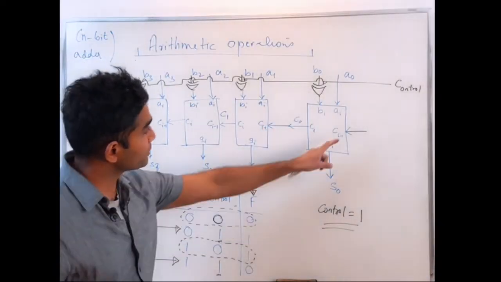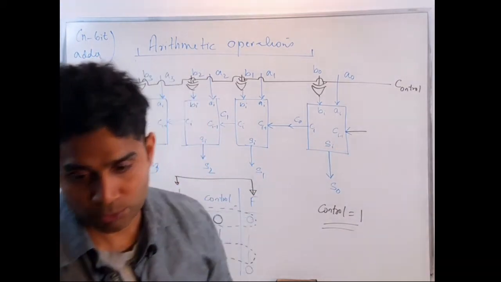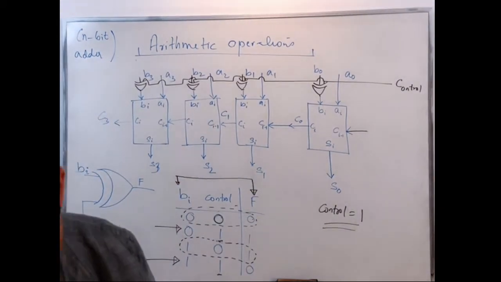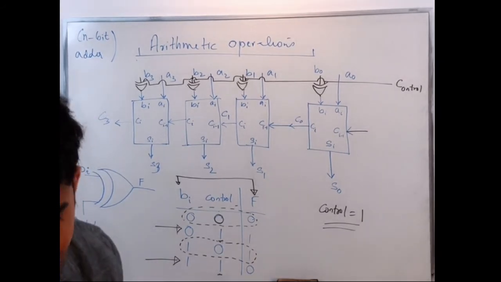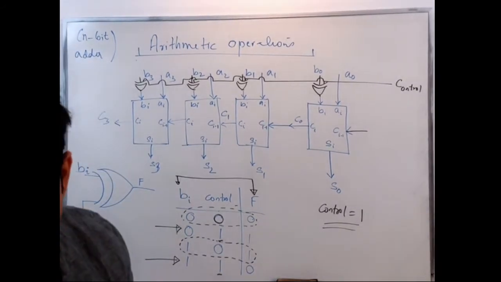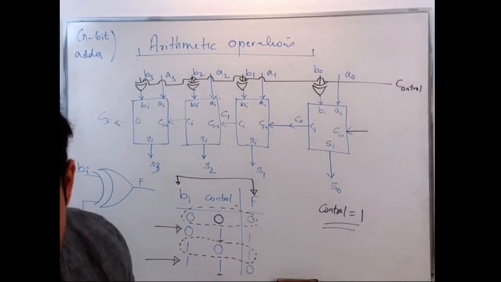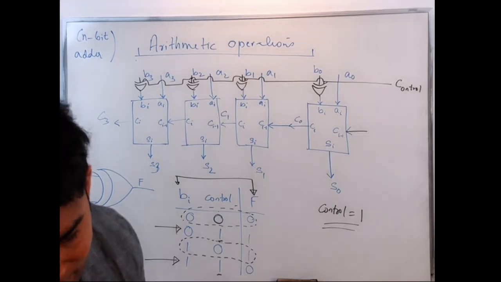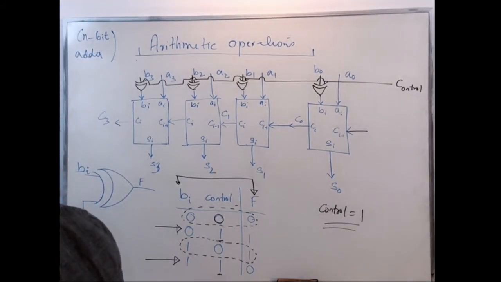So how do I configure my C in here? What should I do so that it works both ways? When I'm doing the addition operation, it's adding the correct C in. When I'm doing the subtraction operation, it's doing the correct C in. What should be applied at C in so that it works both ways?